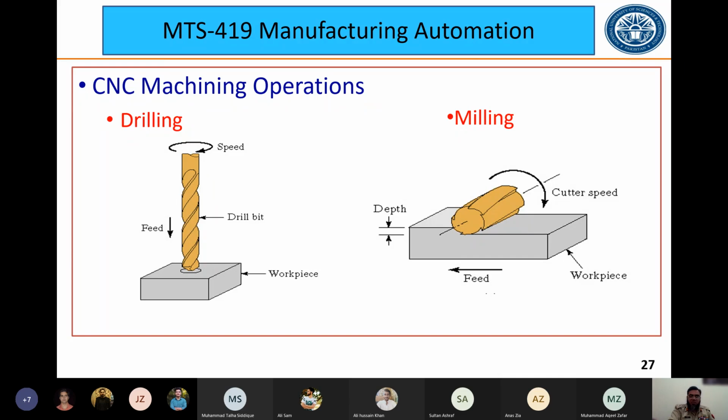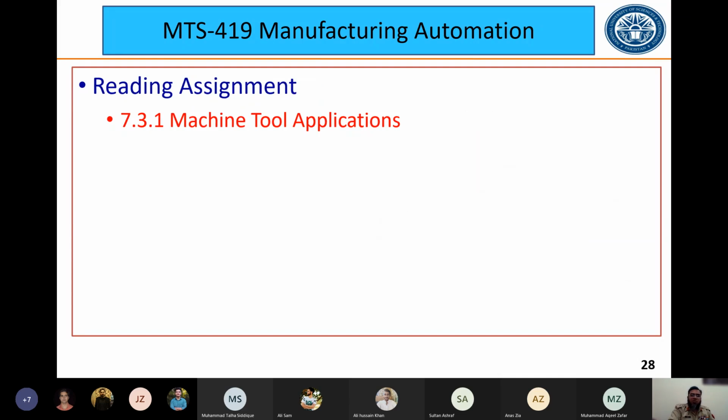Carry out any operation, we need to put in all these things into our program. So this is your reading assignment of your book 7.3.1. This is machine tool application. So I would request you all to please, ये मेरे ख्याल में एक सफ़े या 1.5 सफ़े की टोटल एक रीडिंग असाइनमेंट है। So please read it through.